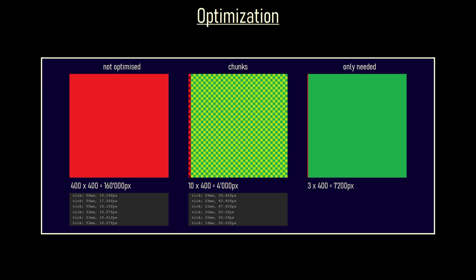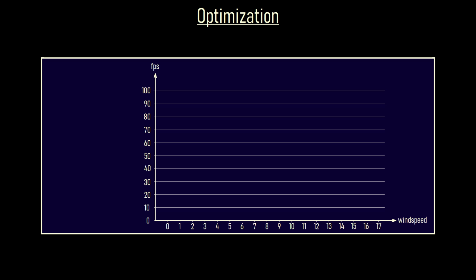As an example, let's look at a wind speed of 3. 3 times 400 pixels means I have to perform the calculation 1200 times. That's still a lot and still has an impact on the frame rate, but it is way better now. We are now looking at a frame rate of about 70 FPS. While I was at it, I thought of plotting the FPS in relation to the average wind speed to get a view on how it looks.